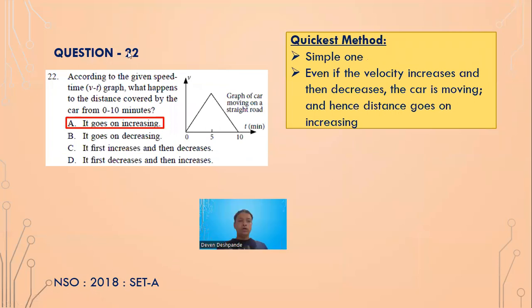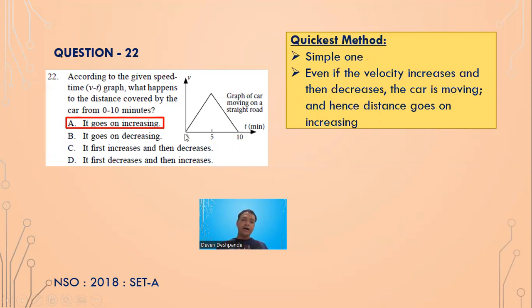Question 22. According to the graph, speed time, so speed here increases. At 5, the speed keeps on decreasing, and here the speed or velocity is 0. Here the speed or velocity is 0. What happens to the distance covered by the car from 0 to 10 minutes?